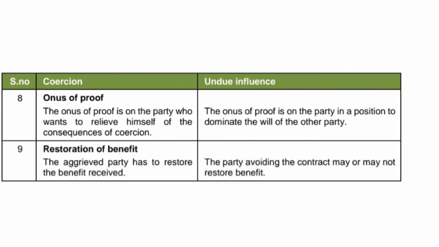On the other hand, when it comes to undue influence, the onus of proof is now on the party who is in a position to dominate the will of the other party, that is, the person who is in a position to be able to dominate the other party's will has to prove that he or she, despite being in a position to dominate the will of the other party, did not actually do so. So the person who is in a stronger position, that is, the person who is in a position to dominate, has to prove that the presumption is rebutted.